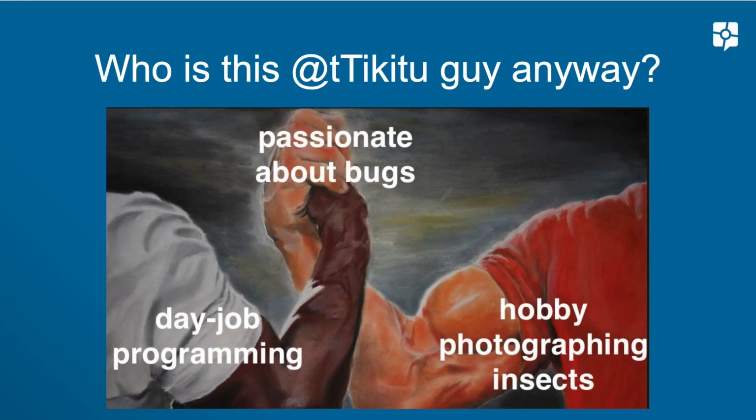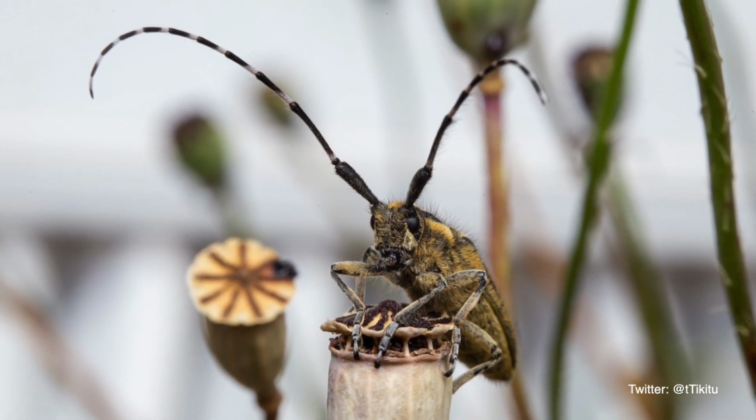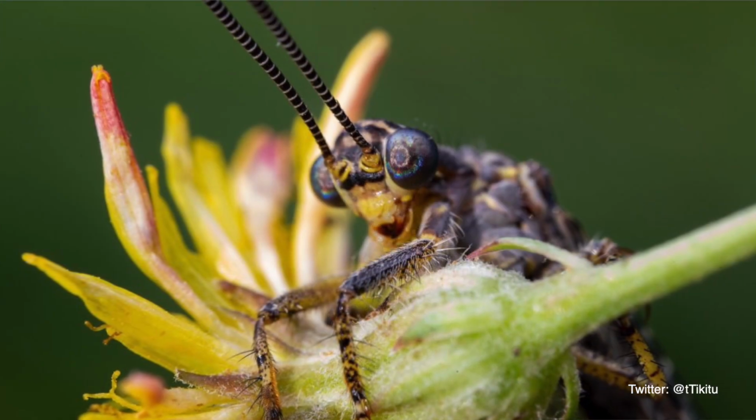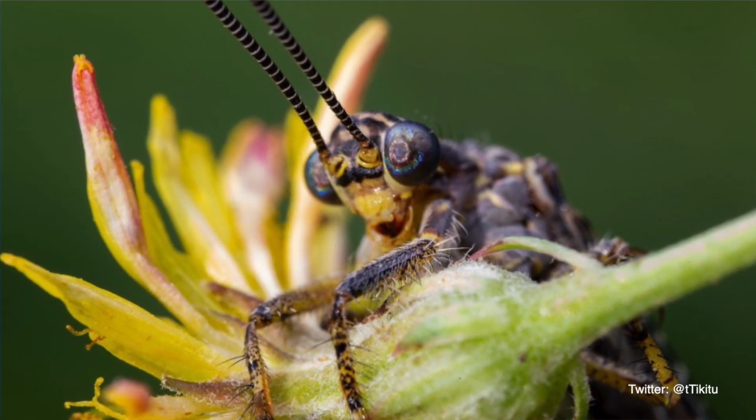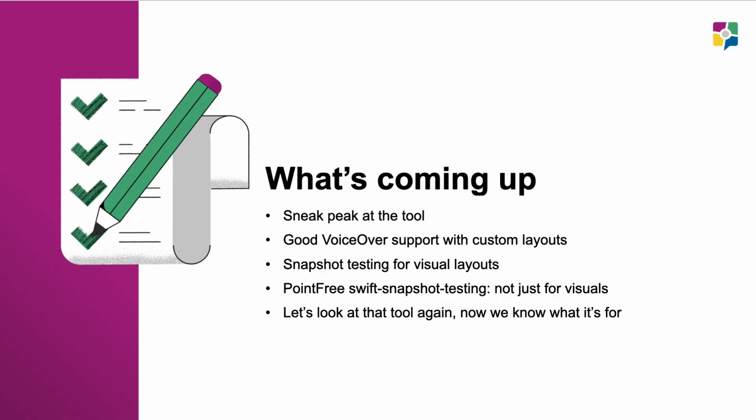I should warn you, if you do go find me over on Twitter, these aren't the only kinds of bugs that I'm interested in. I also take photographs of things with big claws and mandibles. If you see the claws and mandibles, that's still me. That's not the kind of bugs we're going to talk about today.